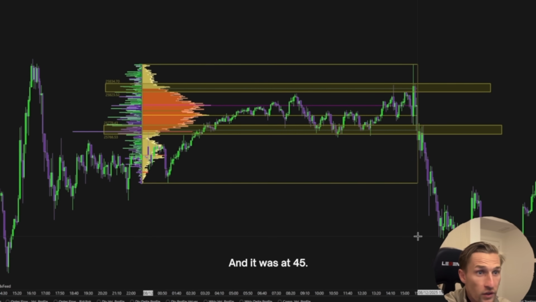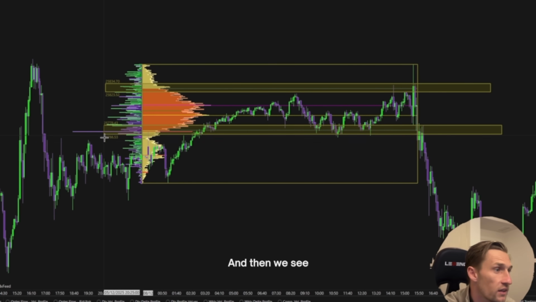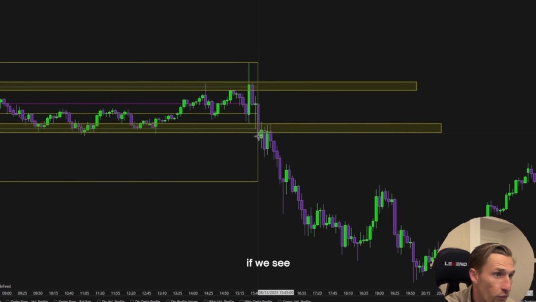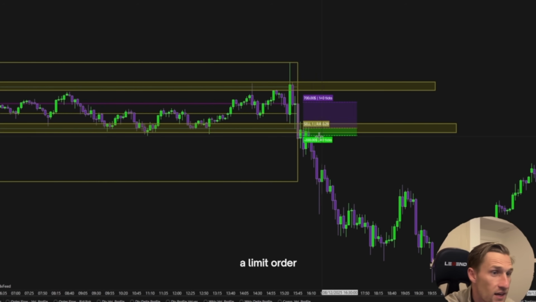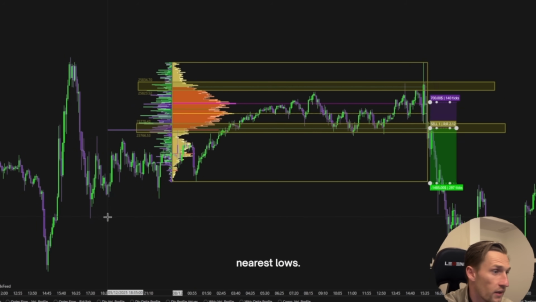And that was at 45. So it was not at open, it was just at 45. The market is already open for 15 minutes. And then we see at the value area low, we see huge selling happening. Well, if we see that happening, then it could be a trading idea to place a limit order on the value area low and target maybe one of the nearest lows. So you can take this one or this one.